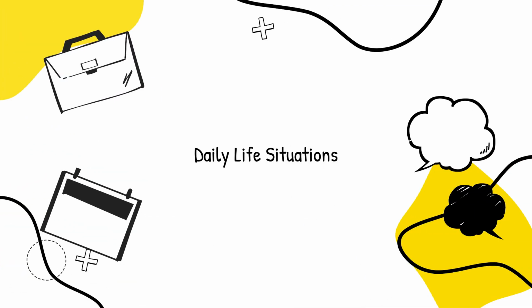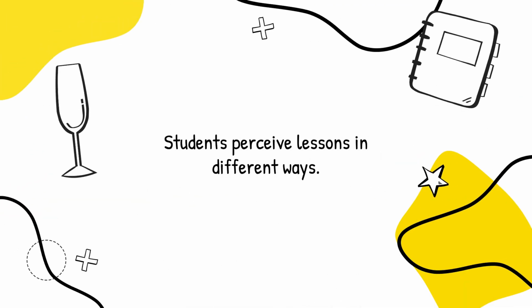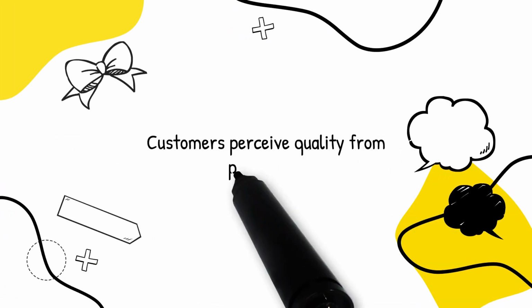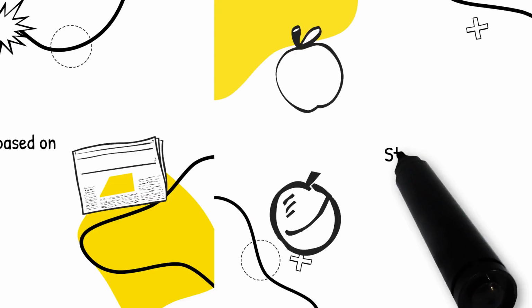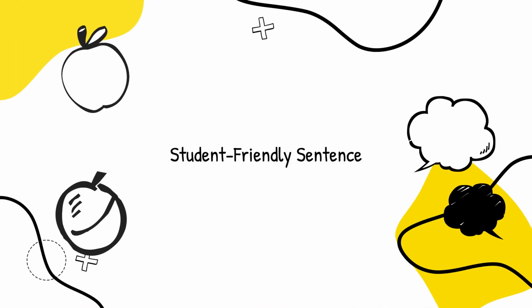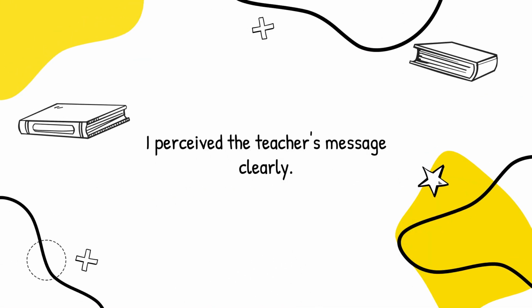Daily life situations. Students perceive lessons in different ways. Customers perceive quality from packaging. People perceive news based on their beliefs. Student-friendly sentence. I perceive the teacher's message clearly.